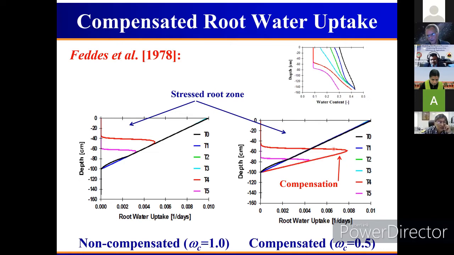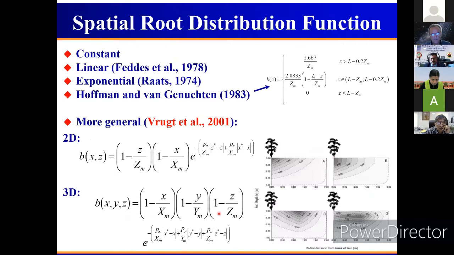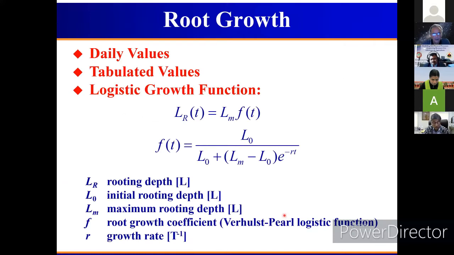Agricultural plants are not very good at compensating for the stresses. On the other hand, natural plants, such as plants in the desert, are very effective in doing this, right? So obviously this critical stress index depends on the plant and it's up to the users how they define it. We allow different types of spatial distributions, from constant to linear, exponential, the Hoffman and van Genuchten function, which is here, and all these very general functions developed by Vrugt et al., which you can see some graphical representations of here. We also allow for root growth. The users can specify daily values of root depths. They can provide a table of root depths with time, or they can use some analytical functions such as this logistic growth function.